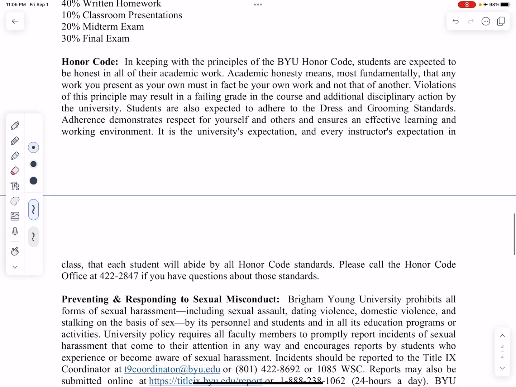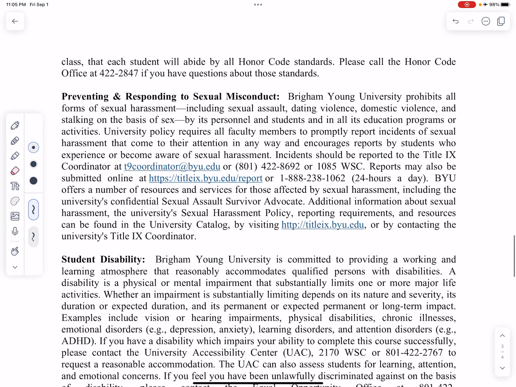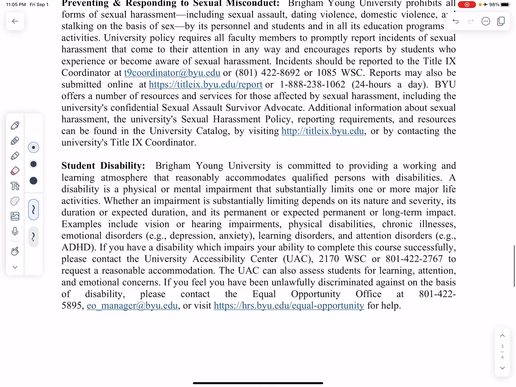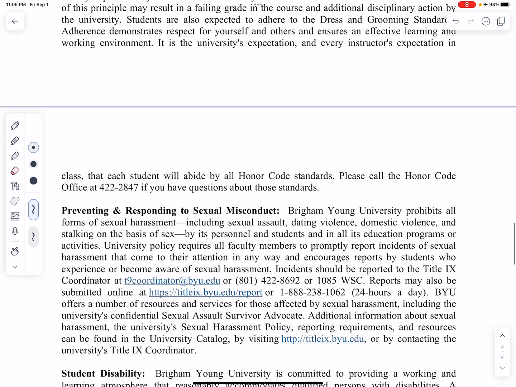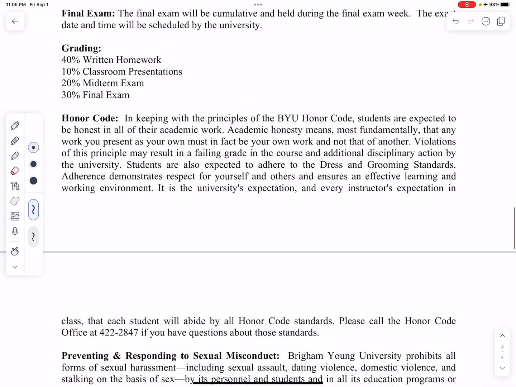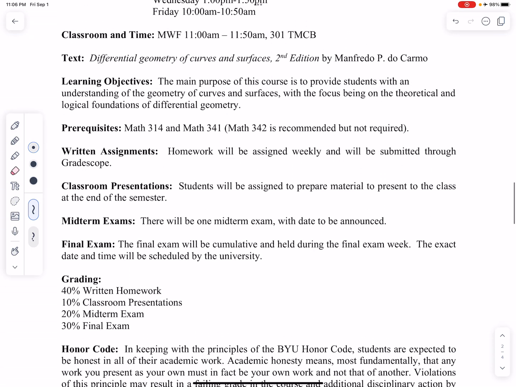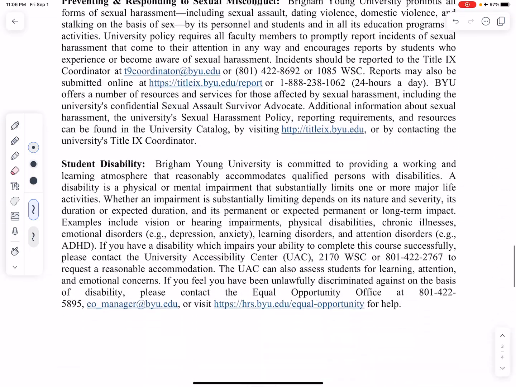Oh, and here's some standard stuff that we need to put in about the honor code, preventing and responding to sexual misconduct, and student disability. I think this is all stuff you'll see in most syllabi nowadays. So if you have any questions about any of this, I'm happy to chat about it. We do have some flexibility in the course, so we want to find something that works for all of us. So feel free to let me know if there are certain things that you need to let me know.